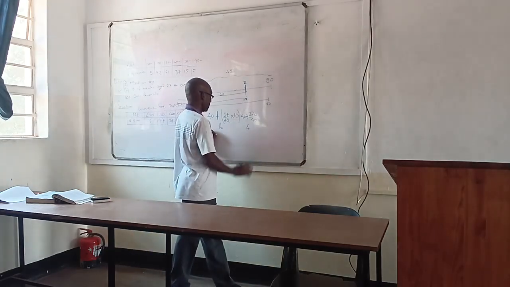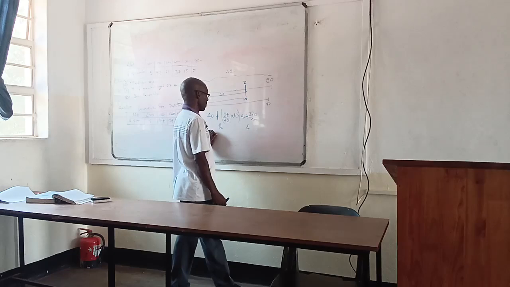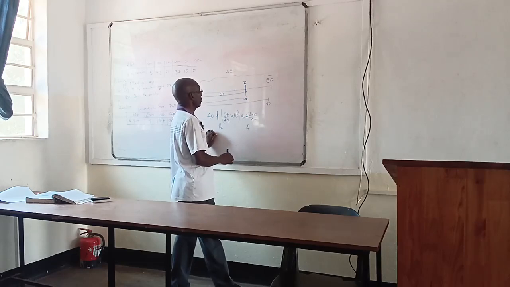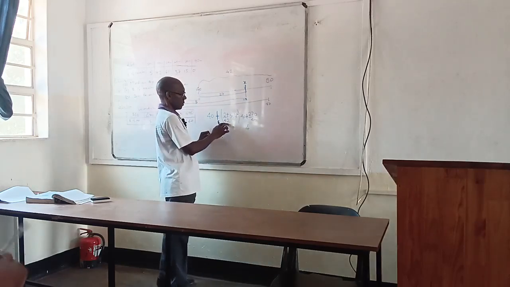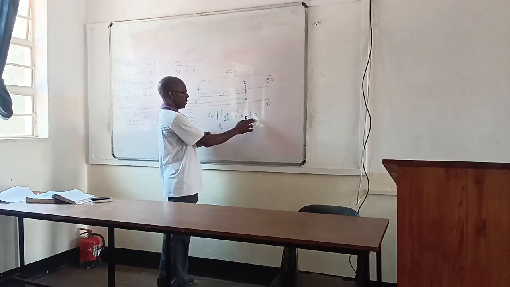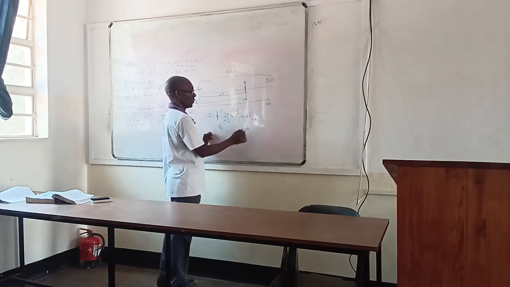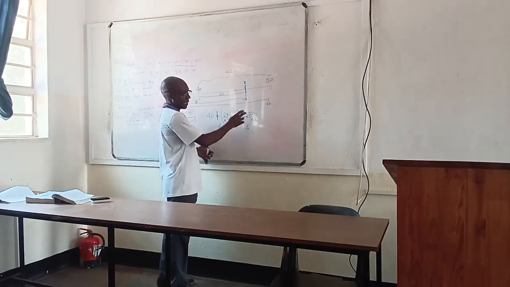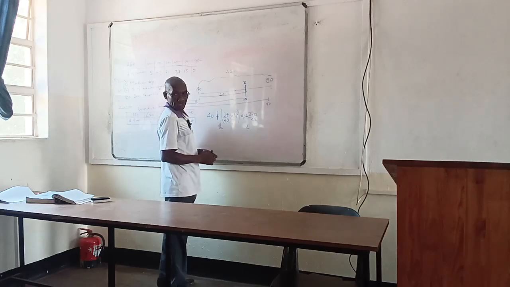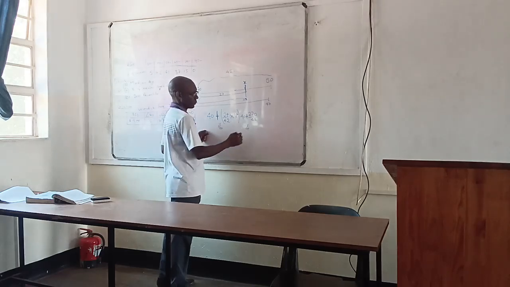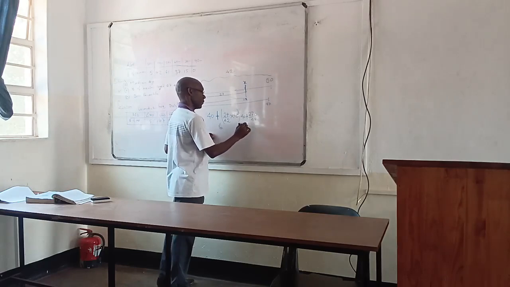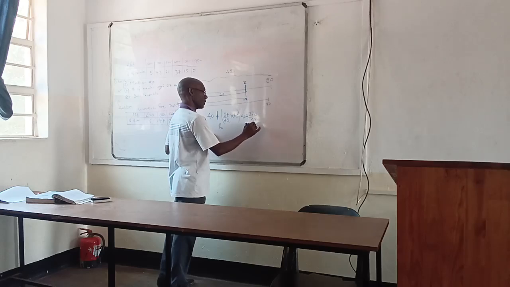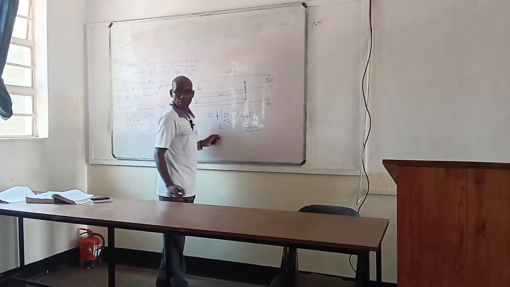Not 42. Oh, 42. 40 plus 207 divided by 42. Do that. It's going to be 40, 46 point, point what? 0.43.